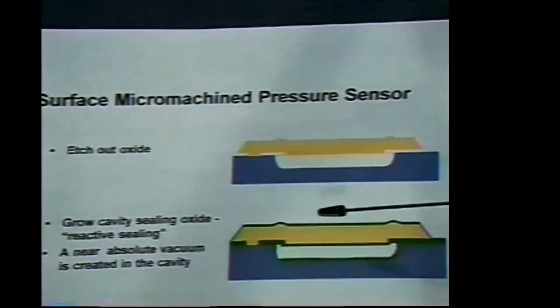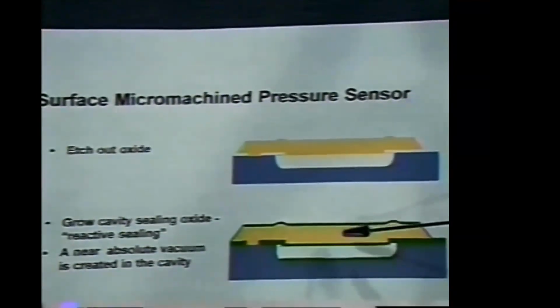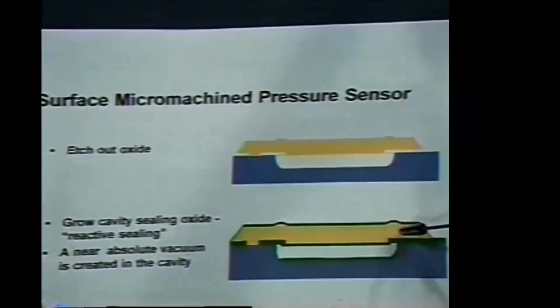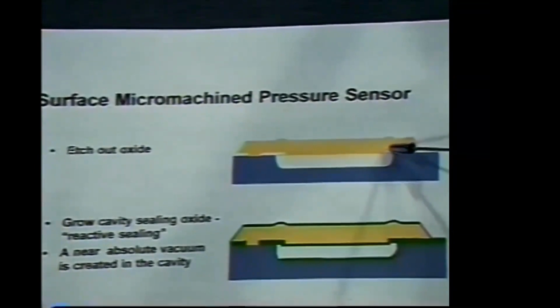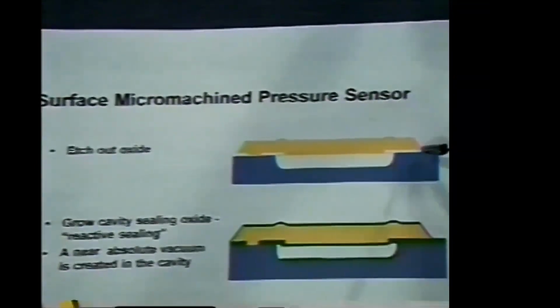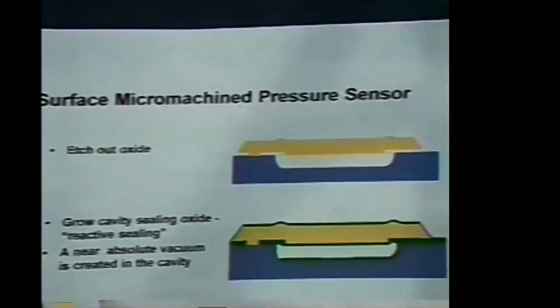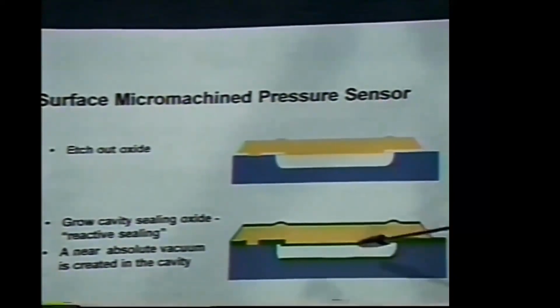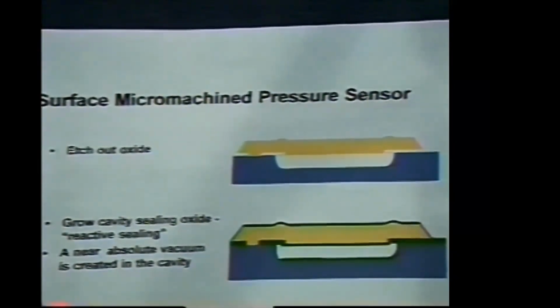Now, in order to seal the cavity and provide a reference vacuum, we can come back and oxidize the poly and the substrate together. As I said earlier, oxide swells when it is formed, and as it swells, it pinches off this cavity, or these channels that were used to etch out the oxide. And by pinching those channels off, we get a reactive seal. In other words, we can guarantee that there is no oxygen left as gas inside this cavity, and therefore we can, by some calculations, predict that the vacuum inside a cavity sealed reactively is roughly on the order of 10 to the minus 6 torr.